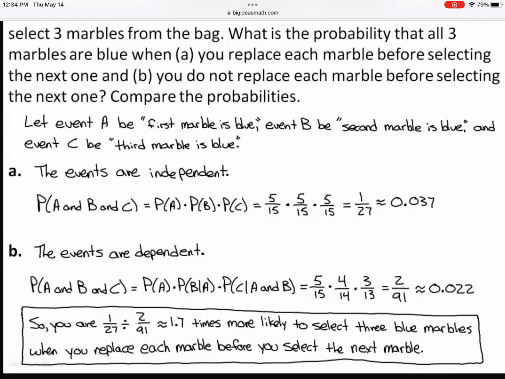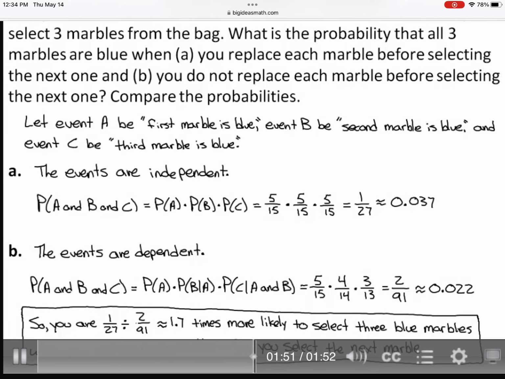So you are 1/27 divided by 2/91, which is approximately 1.7 times more likely to select 3 blue marbles when you replace each marble before you select the next marble.